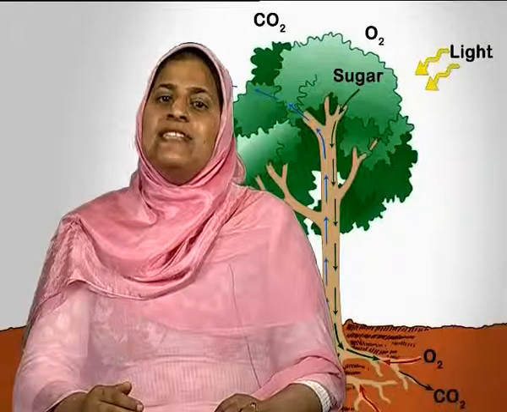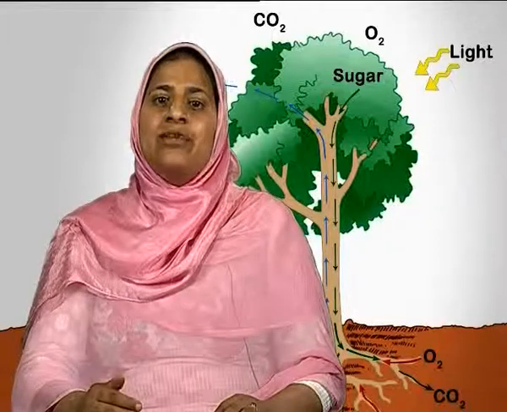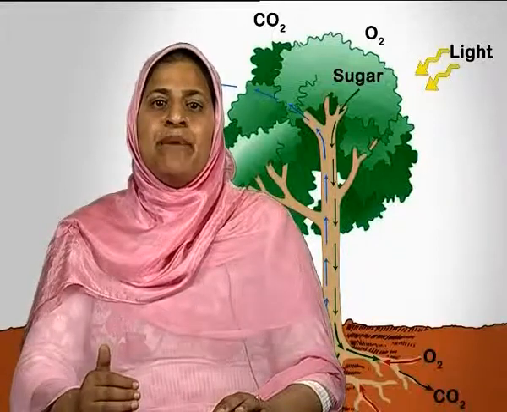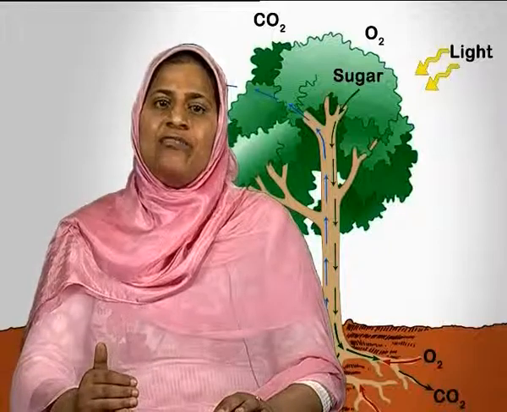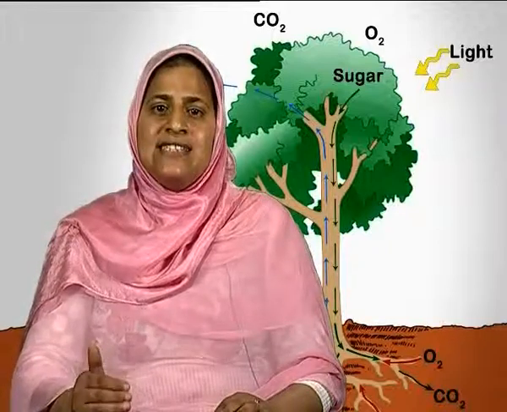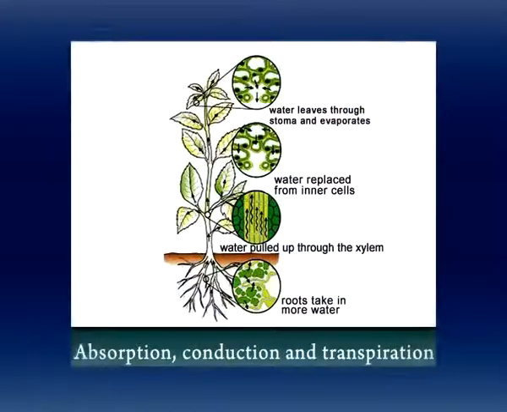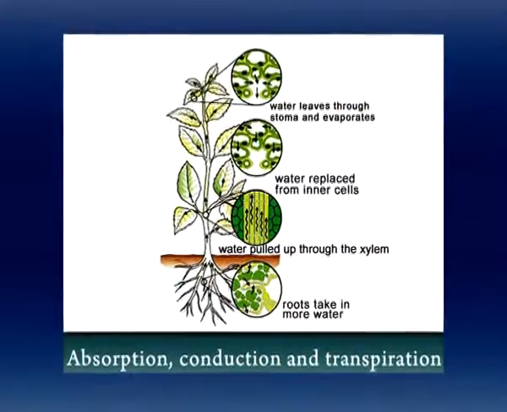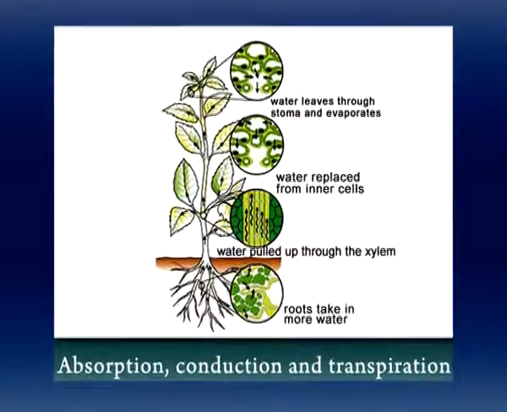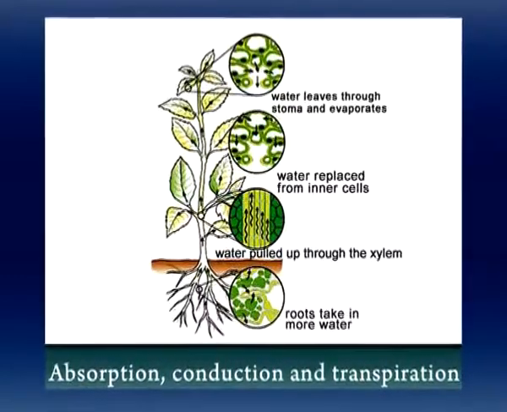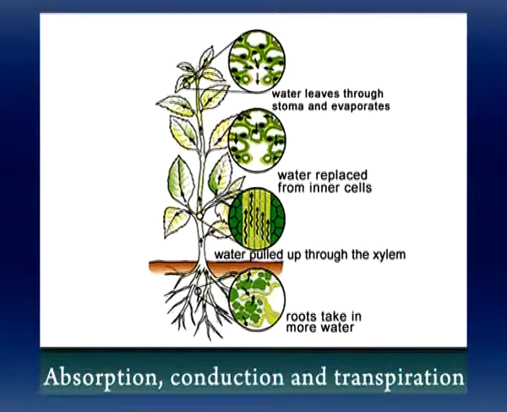The basic criteria for explaining the process of absorption of water in passive mechanism stems from the fact that there always exists a steep water potential gradient between the soil water and the cells, including xylem elements found in the root system. The gradient is always maintained because rapidly transpiring surface in the aerial region develops a powerful transpiration pull which physically sucks the water upwards from the central vascular xylem element.